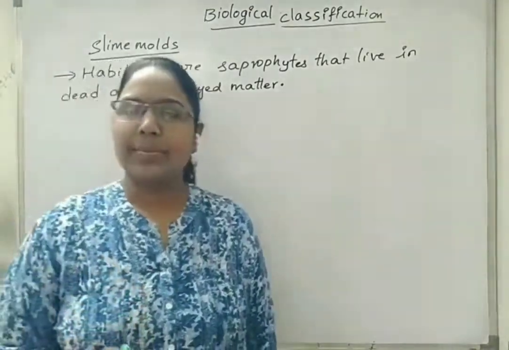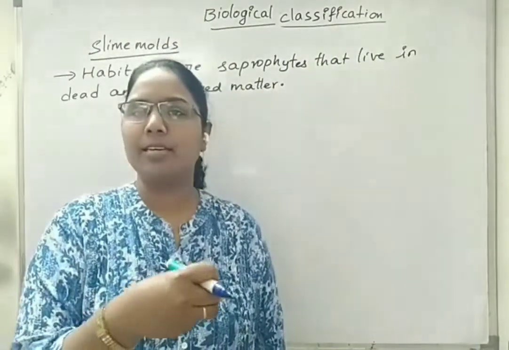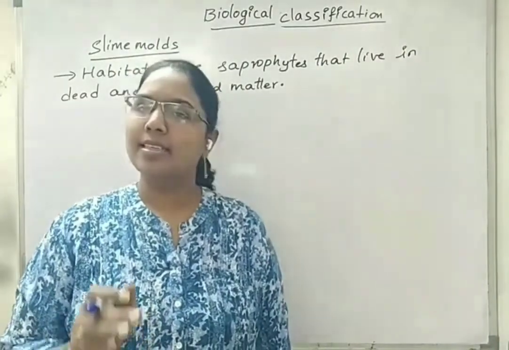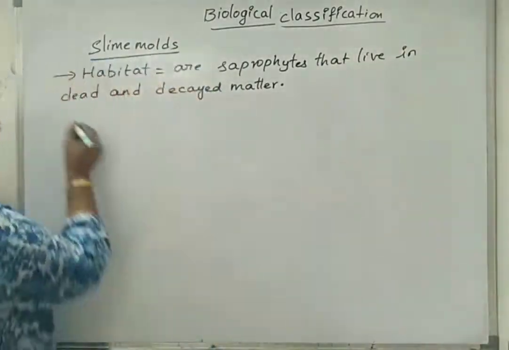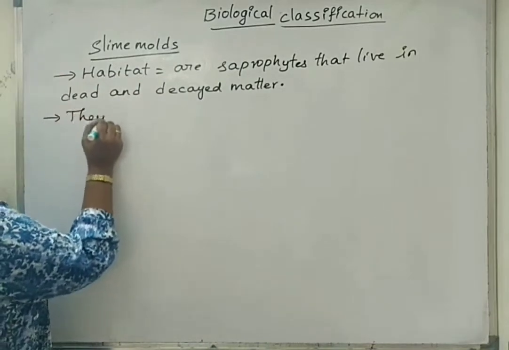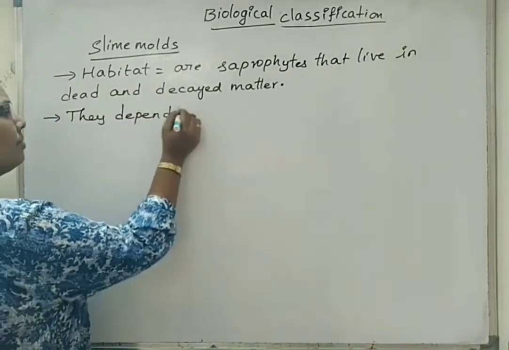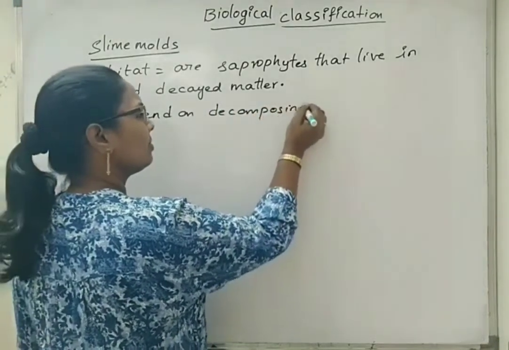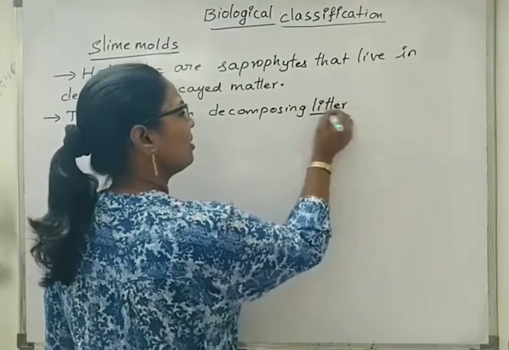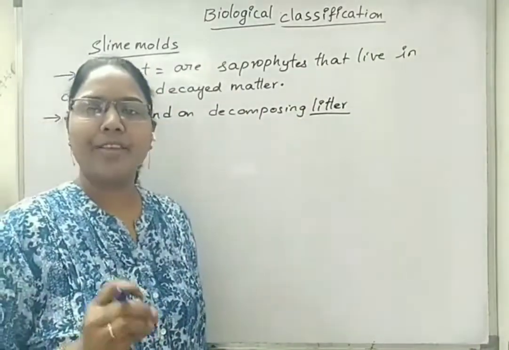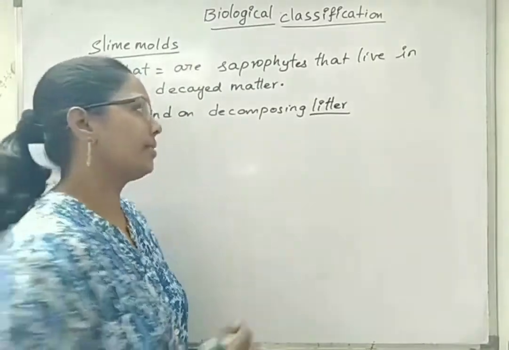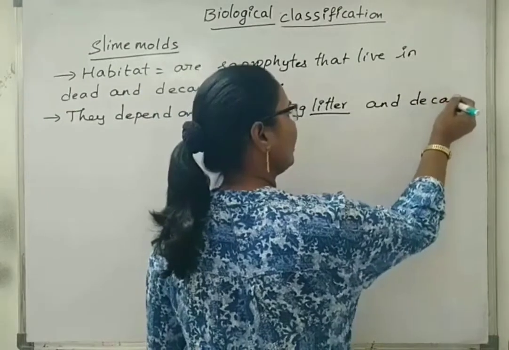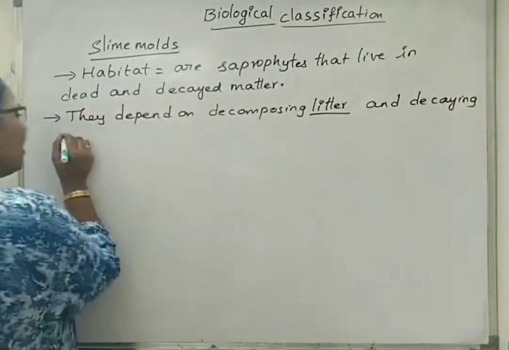See, in the fields or in some area where there is litter which is prone to moist conditions and is getting decayed, in that area these slime molds will grow. So they depend on decomposing litter. Litter means the fallen leaves and the waste parts, twigs, etc. from the plants. Decomposing litter and decaying organic matter.